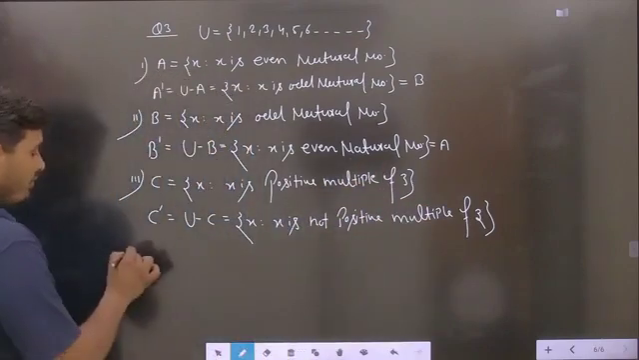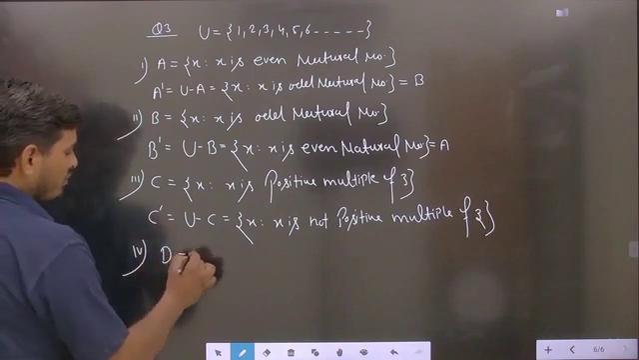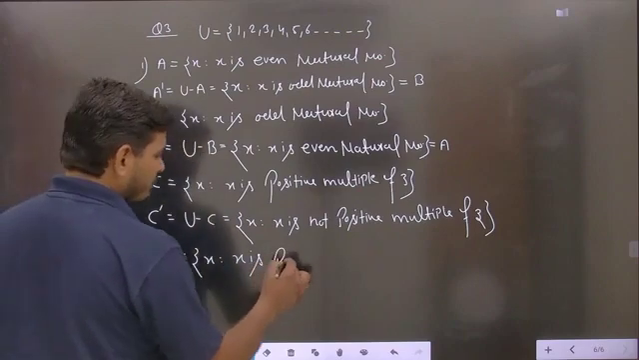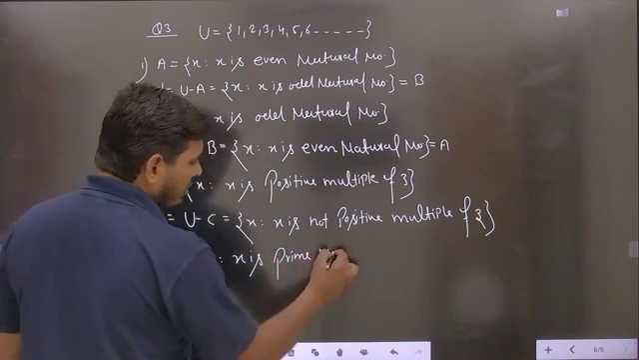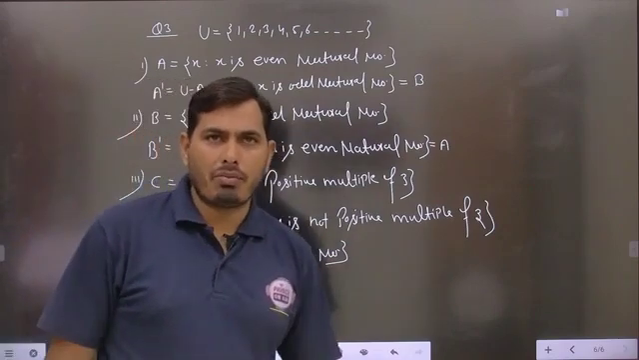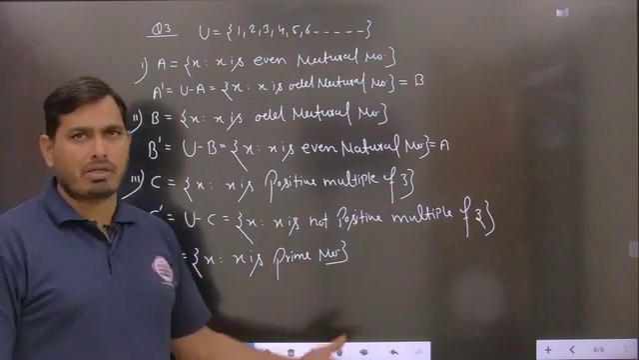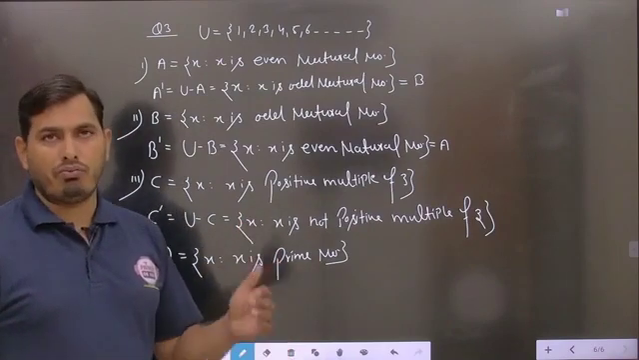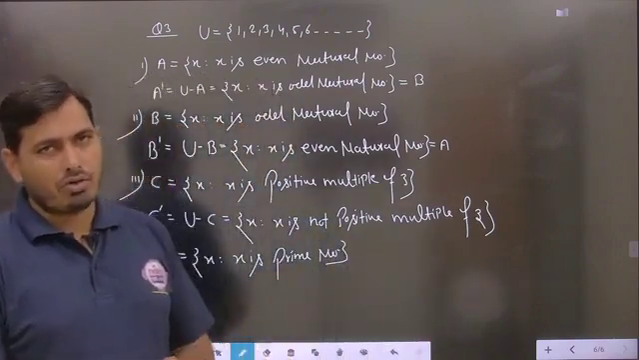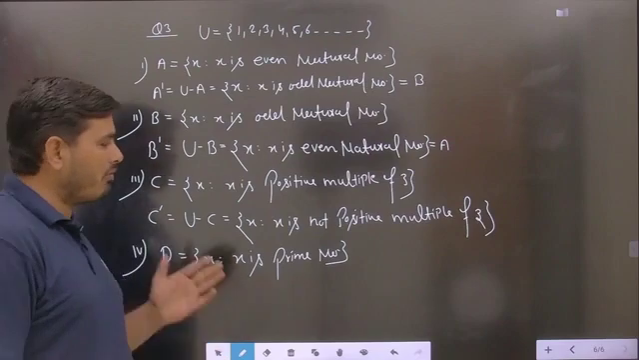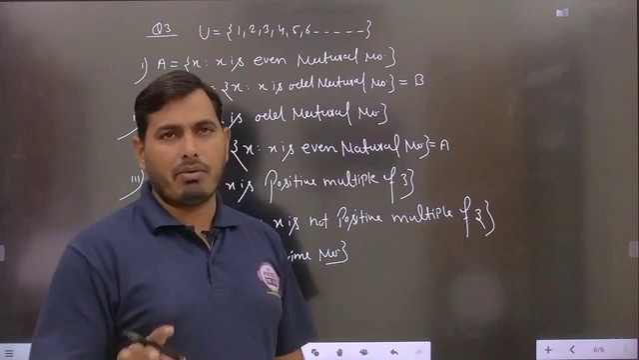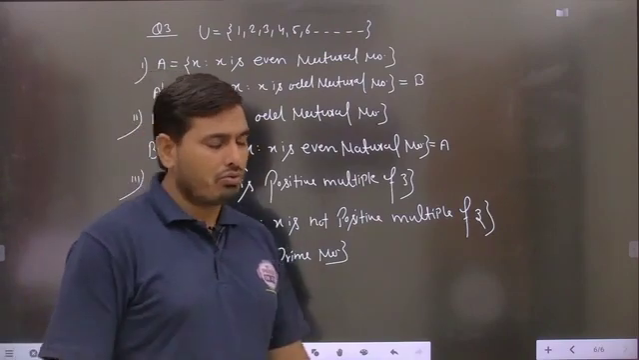Now the next, the fourth, D set is given as x such that x is a prime number. So basically I think each and every student knows very well about the prime number. So many questions we have already discussed in the previous exercises and in the theory part also. The prime numbers are the numbers which are divisible by 1 or itself, and 1 is not a prime number, means prime numbers start with 2, and 2 is the only prime number which is even as well as prime. So we have to keep in mind this thing.